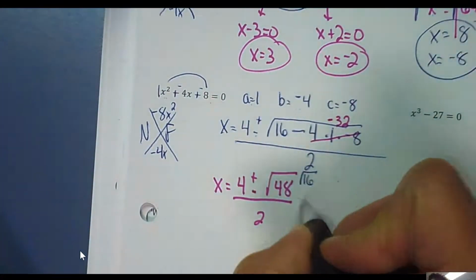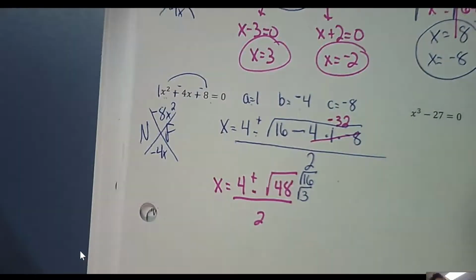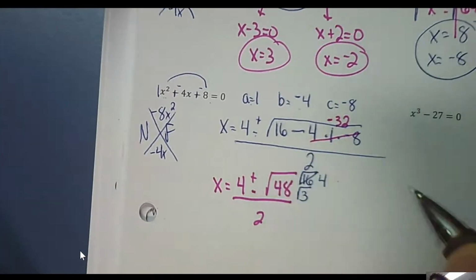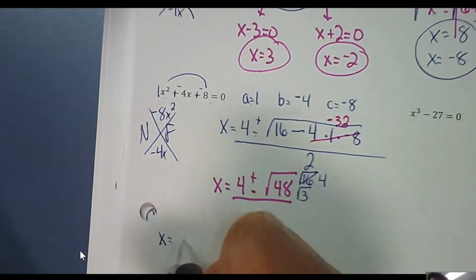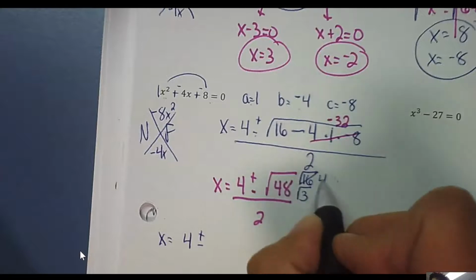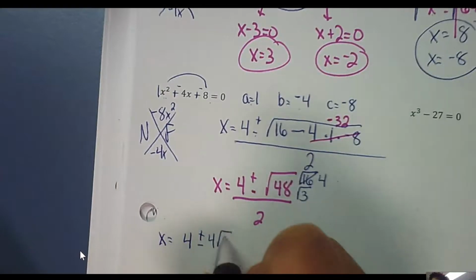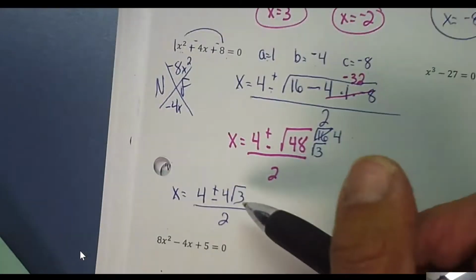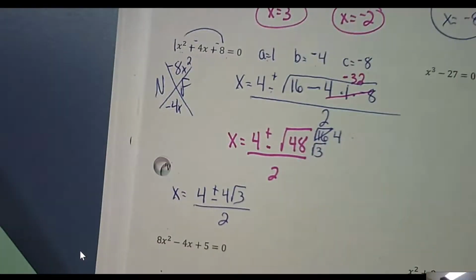So I'm going to break this down into the square root of 16 and the square root of 3. This is equivalent to this. And then the square root of 16 will become 4. So now another good answer is 4 plus or minus, and instead of radical 48, it's going to be 4 with the radical 3 over 2. So this is an answer. This is a much better answer. But then you can get the best answer.